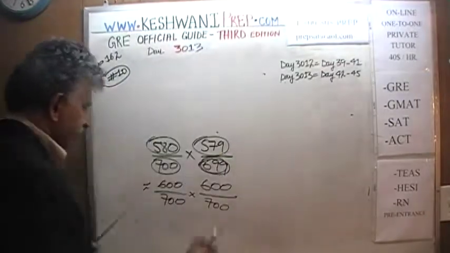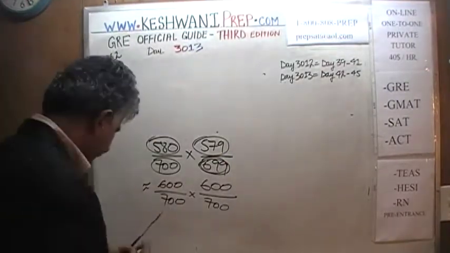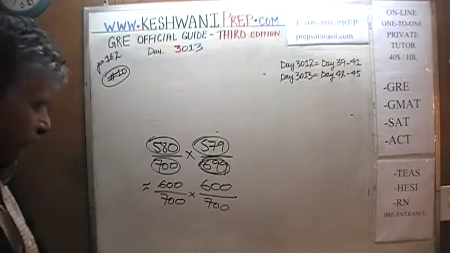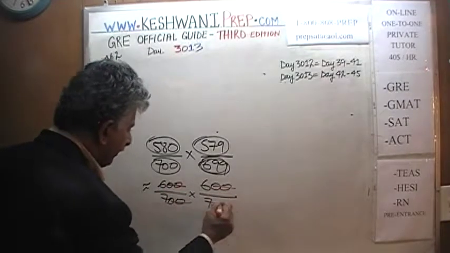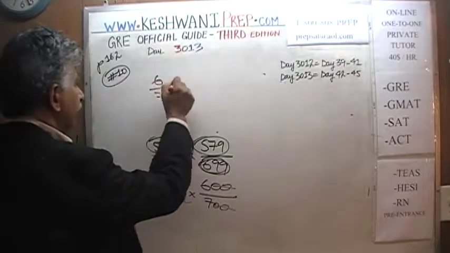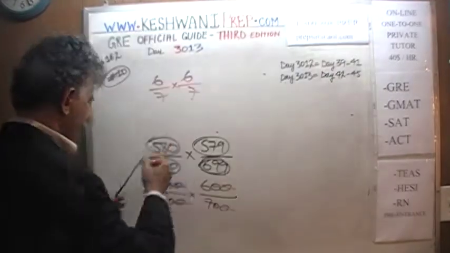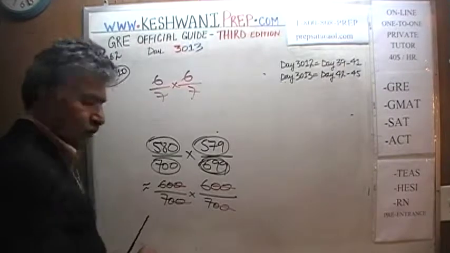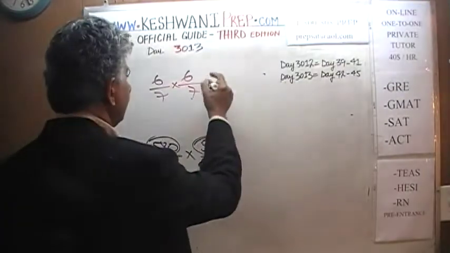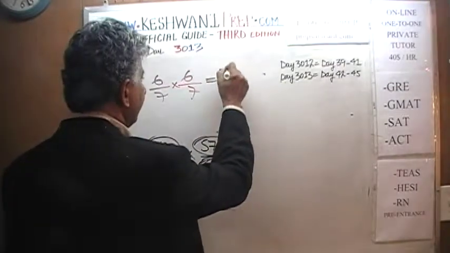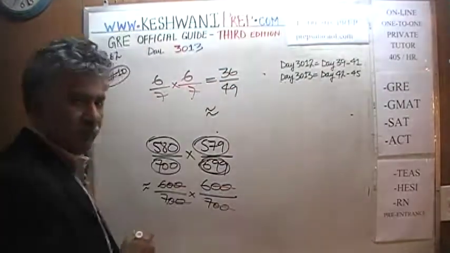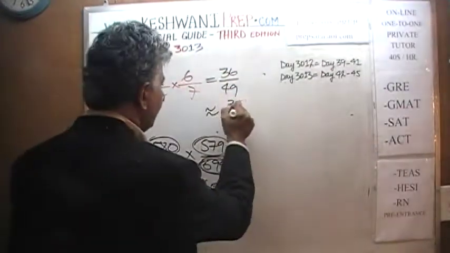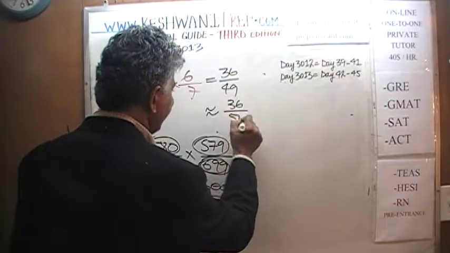So what are we left with? Well, it's very straightforward, very simple. Divide top and bottom by 100 here. Divide top and bottom by 100 here. And what we're left with is 6 times 7 over 6 times 7. On the top, we're going to get 36. On the bottom, we're going to get 49, which we're going to again approximate as 50. So 36 over 50.